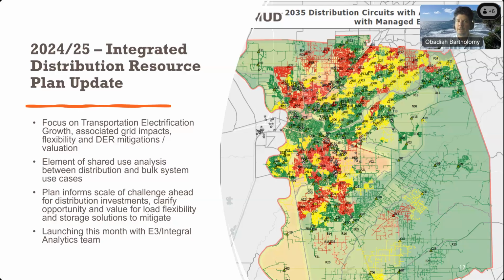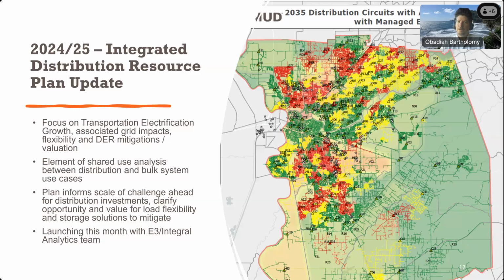So this IDRP is allowing us to dig in deeper into that with better granularity and assumptions around the flexibility on these fleets in particular, as well as the role of DERs in helping with that. We are digging in a bit to understand shared use analysis between distribution and bulk system use cases. That's really being done to inform the scale of the challenge we're facing ahead of us for distribution investments. I mentioned that substation build or upgrade number. That's well above any kind of historical rate for us for substation projects. So it would have implications for staffing and budgets well beyond what we're used to.